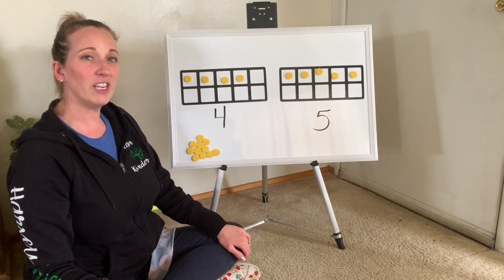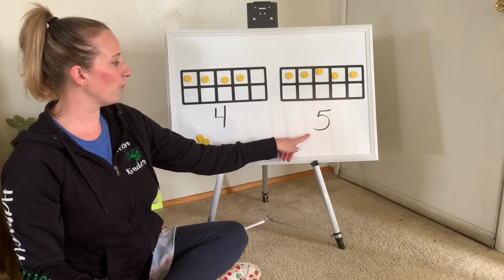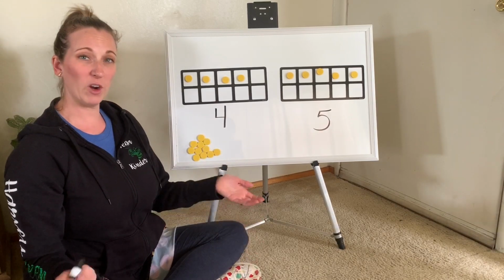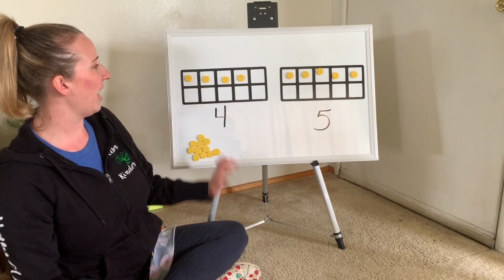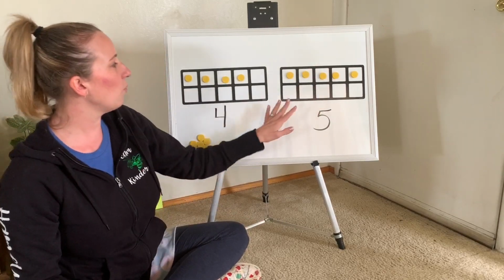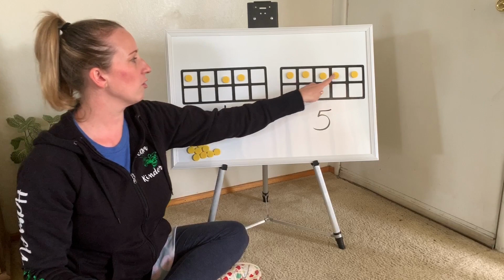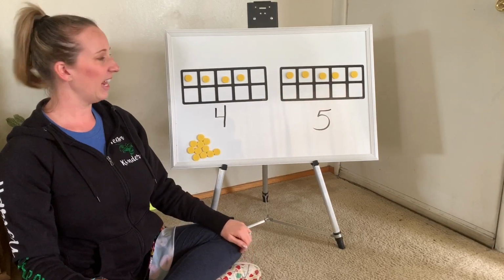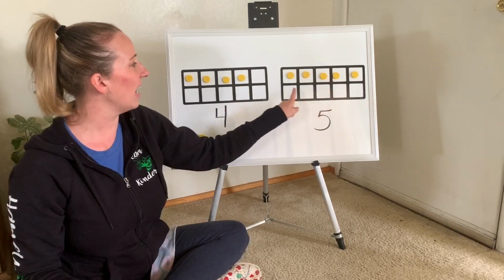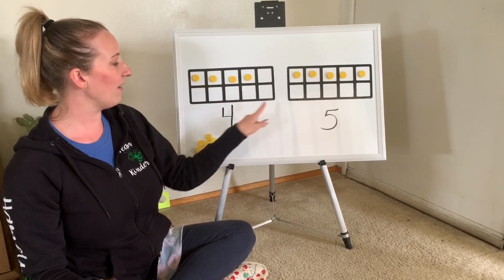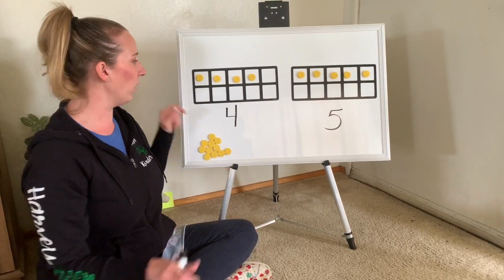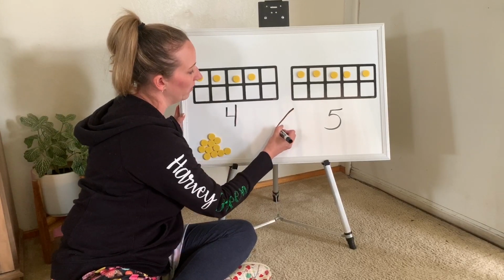Now, I might already know that 5 is a greater number than 4. I might have already learned that. But if I'm not sure, all I have to do is look at my 10 frame to see which one has more circles in the squares. And I can tell by looking that this side has more circles than this side. So that means 5 is greater than 4, or has more than 4.